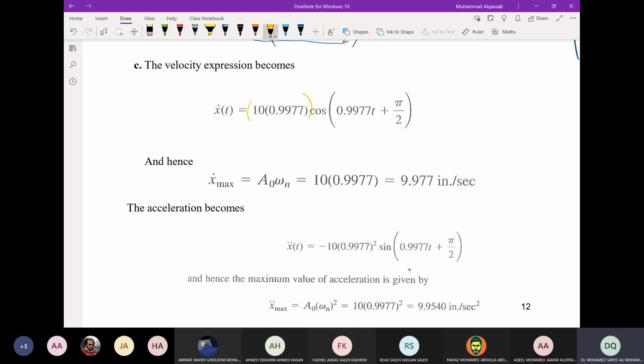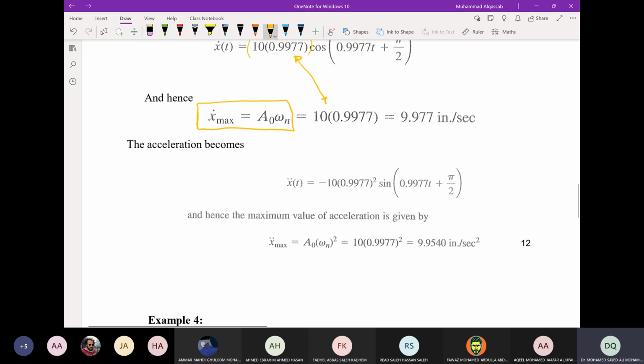You can directly find the maximum velocity from this equation, which is A0 omega n. We know this is harmonic, and it will be A0 times omega n. Okay, so it is 10 times 0.9977. As you can see, it is same as the coefficient of cosine, and this becomes 9.977 inch per second.